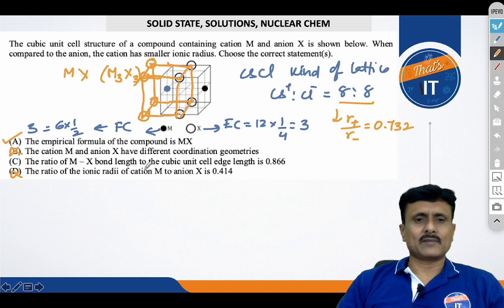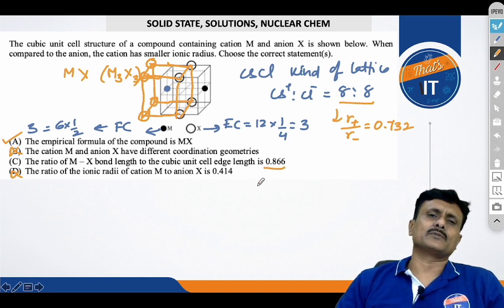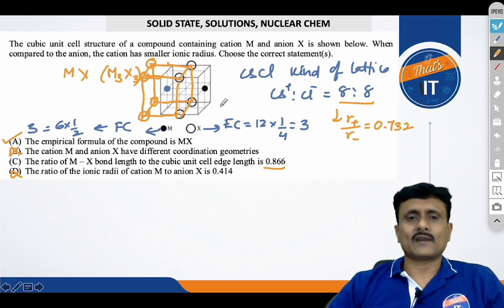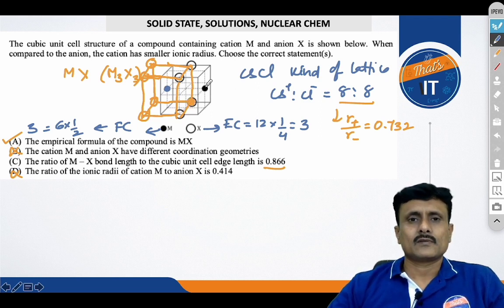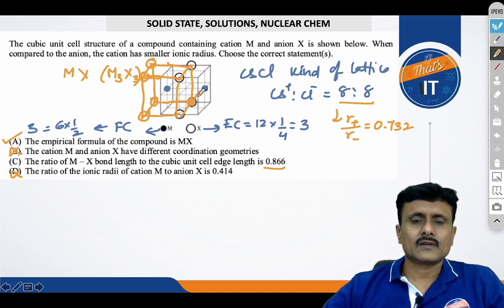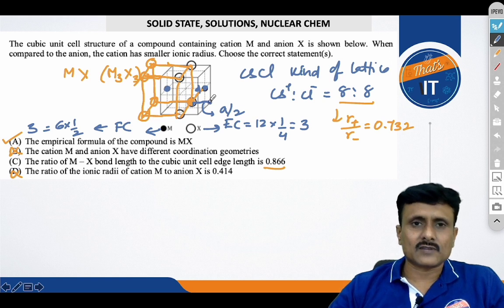Now the ratio of MX bond length to the cubic unit cell edge length is 0.866. Beautiful question, right? Now you can see we need to reach out till this point. I mean to say that the X minus to the M plus, right? This distance I'll call some d. What is that? D. You have to reach out there, right? First of all, you have to reach out till here, and this distance is nothing but a by 2, corner till edge center, right? And from here you are reaching out to the face center. This is equal to a by root 2.